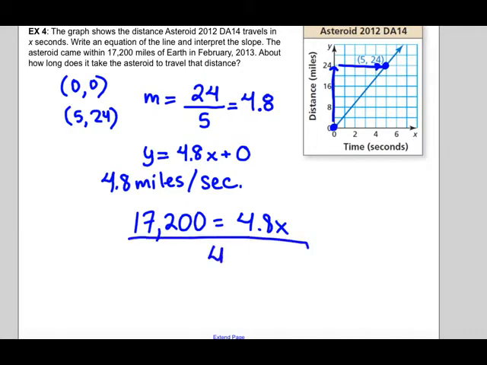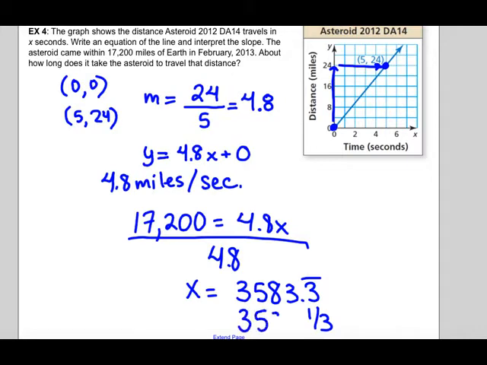If I divide both sides by 4.8, I get 17,200 divided by 4.8, which yields a value of 3,583.3 repeating, which remember that's the same as 1/3. It said about how long did it take the asteroid to travel that distance. So it took 3,583 seconds.